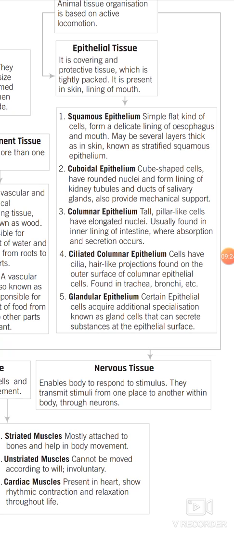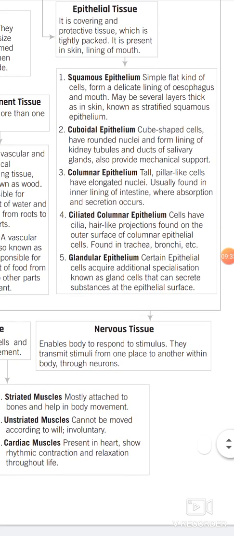And what is the function? The function is to absorb and secrete. Absorption and secretion is the main function of columnar epithelium. Now sometimes, dear students, this columnar epithelium has finger-like, hair-like projections on the epithelial cells. Those hair-like or finger-like projections are called cilia. So columnar epithelium having cilia is called ciliated columnar epithelium. Where are they found? They are found in the trachea and bronchi.